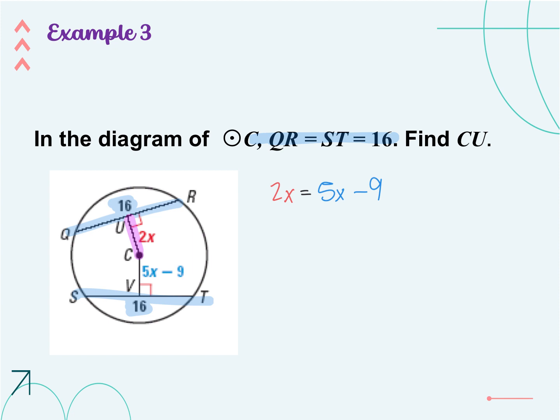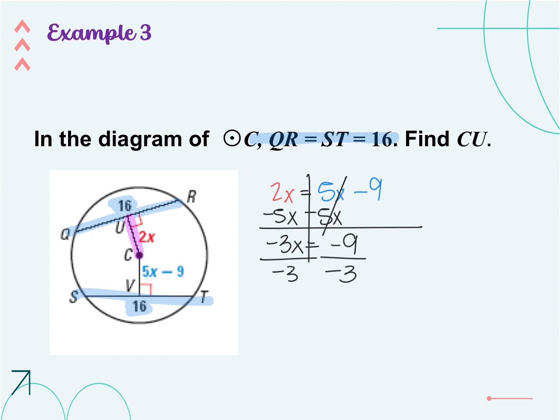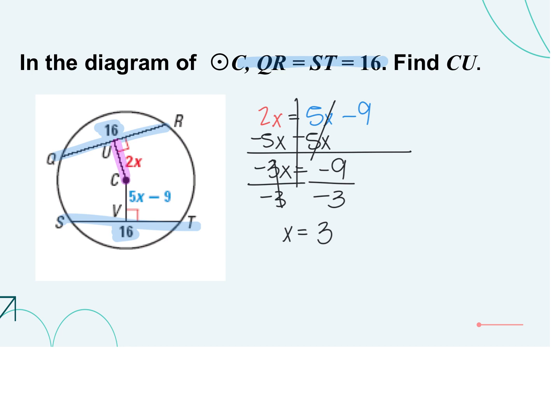I'm solving for x. So subtract 5x from both sides of my equal sign. Negative 3x equals negative 9. Divide by negative 3. X equals what? 3. Good. And now I just have to plug it in. CU equals 2 times 3, which is? 6. Good. Questions, comments, concerns on this one?